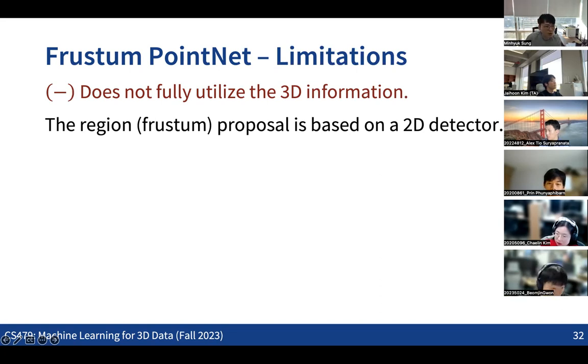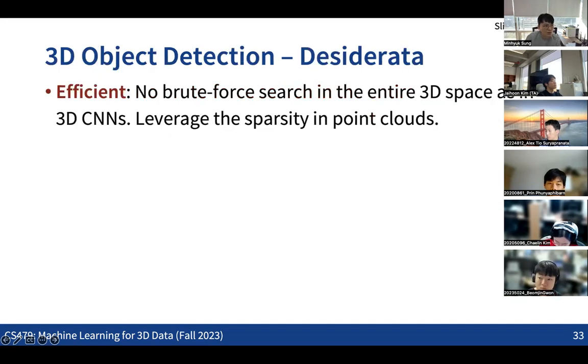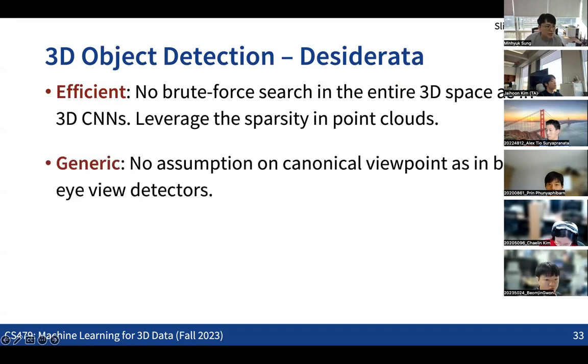So what we want to achieve in terms of making the 3D object detection network is an efficient architecture which can process the point cloud information directly without using 3D volume information, in a way that we can avoid doing computation in the empty space. So that's the first thing that we want to achieve. And the second thing is that we don't want to assume any kind of canonical viewpoint when processing all this 3D information.